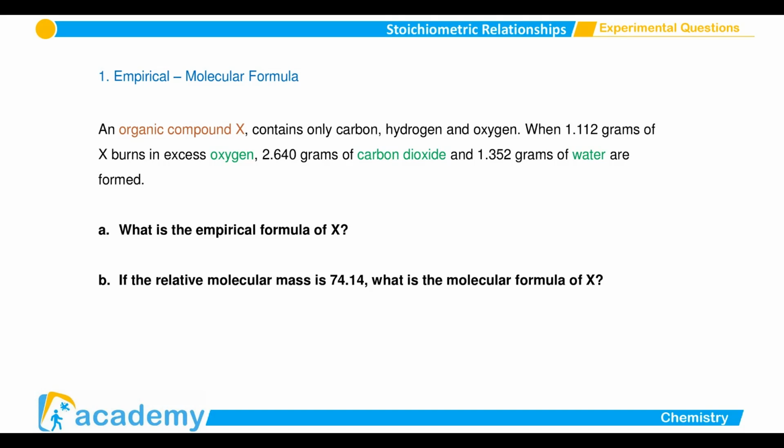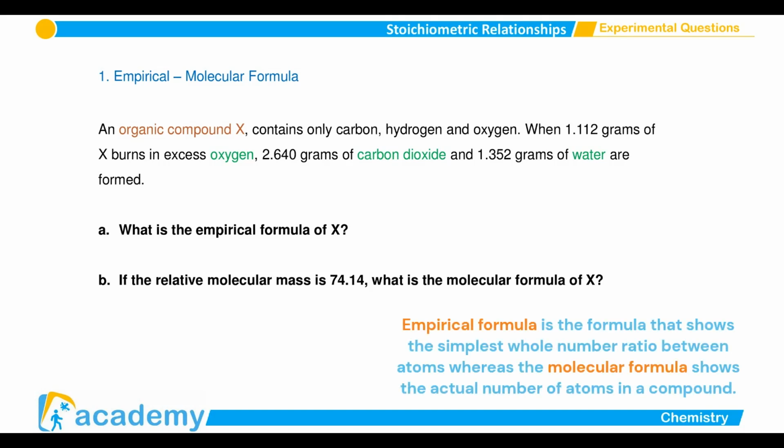And just to remind you, empirical formula is a formula that shows the simplest whole number ratio of the atoms, whereas the molecular formula shows the actual number of each atom in a compound.